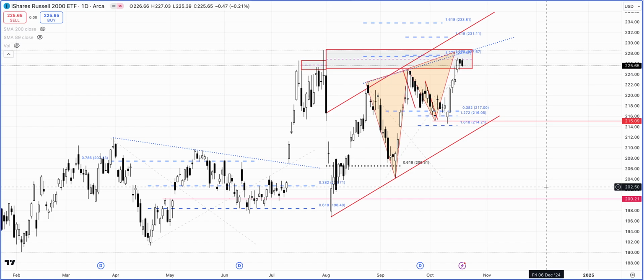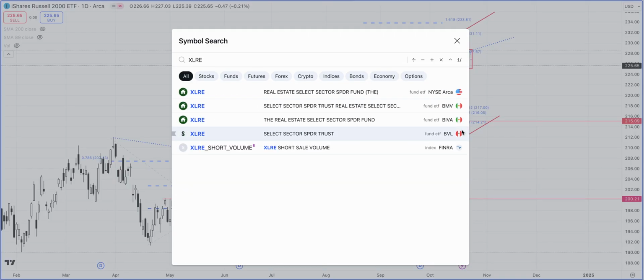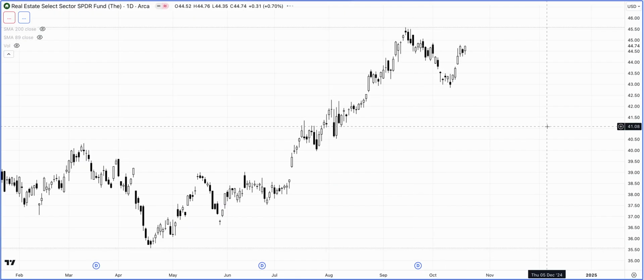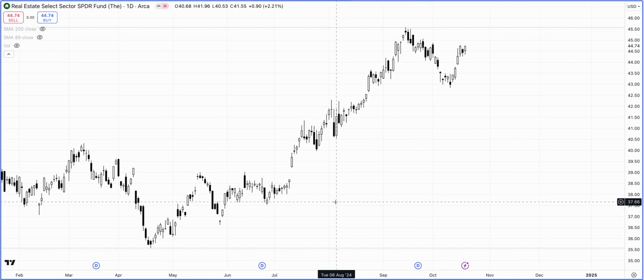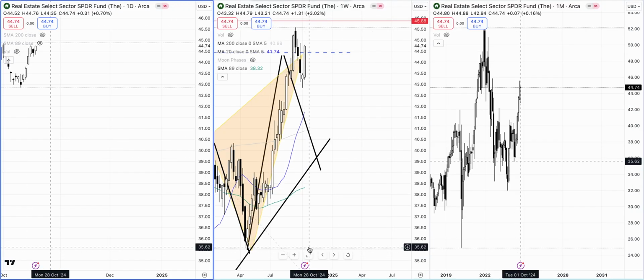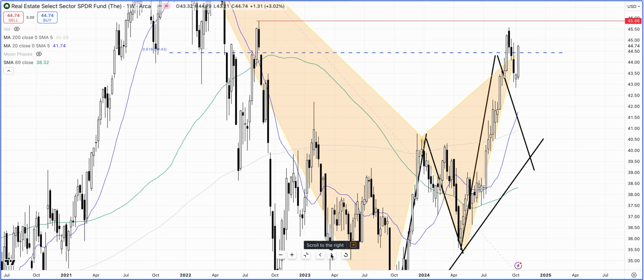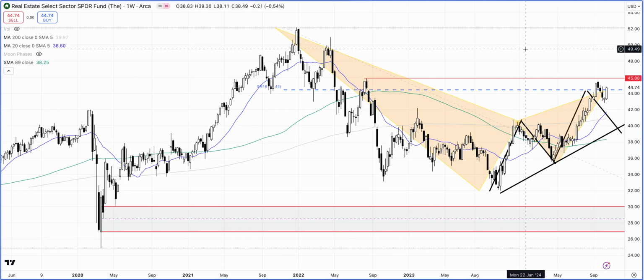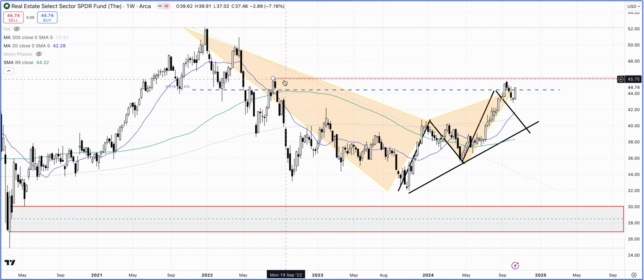Now let's move into the sectors. So slowly, let's start with the real estate. So XLRE. So this is another sector which is really sensitive towards interest rates. So let's go and take a look at the weekly chart. Here we go. So this market actually, this is the pattern that we are watching right at the 61.8% retracement.